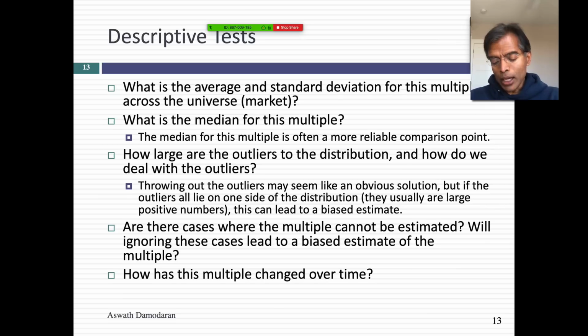Let's move on to the descriptive test. Sounds fancy, right? But here's what I'm going to do. I'm going to play Moneyball. Moneyball, for those of you who don't know, is one of my favorite movies. It's a book written by Michael Lewis about a guy called Billy Beane, who used to be, he still is, the manager of the Oakland A's. The Oakland A's are a small budget team.